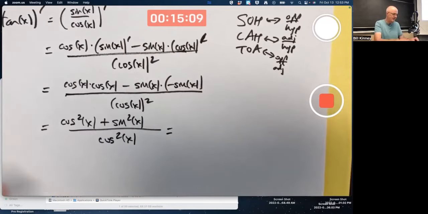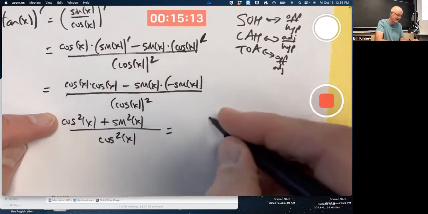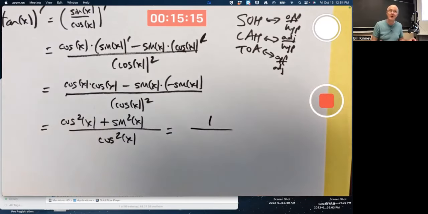But wait a minute. Oh, there's our favorite thing to see in trigonometry. Cos squared x plus sine squared x equals 1. Remember, that's an identity. It's always true. Not an equation to solve for x. That was a true-false question on the exam.